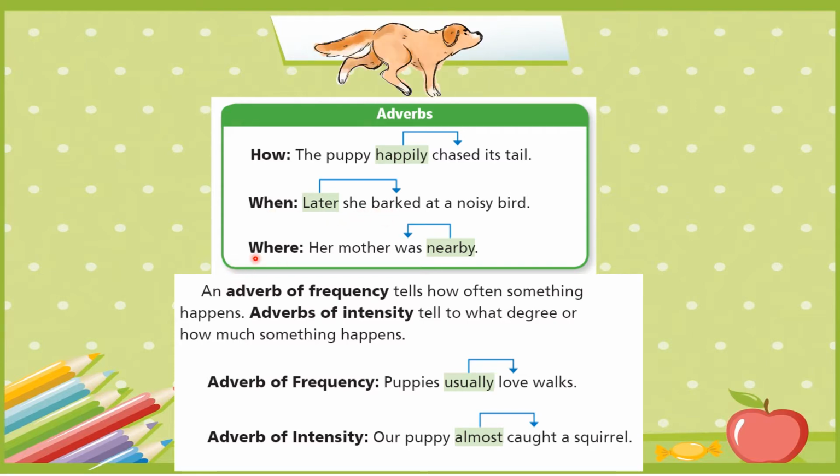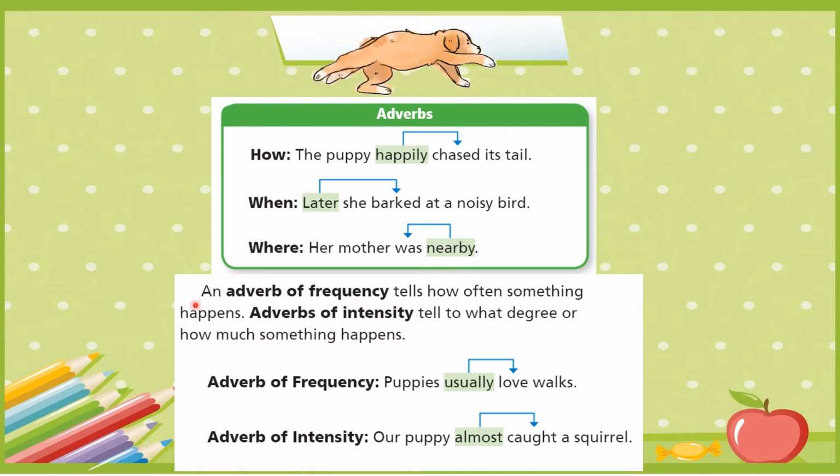Now let's go to adverbs that tell where. Her mother was nearby. So in this case, our verb is was, which is a form of the verb be, as we have discussed earlier. So what was the location of her mother? Where was her mother? Yes, her mother was nearby. So in this case, the adverb that tells where is nearby.